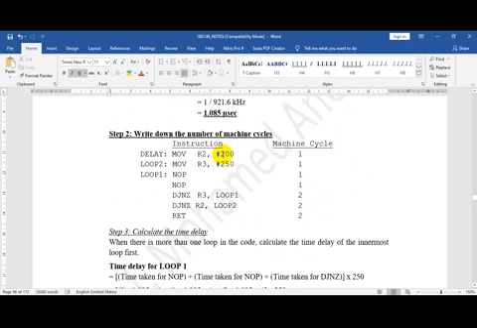MOV R2, #200 takes one machine cycle. Similarly, MOV R3, #250 also takes one machine cycle. NOP takes one machine cycle. DJNZ takes 2 and RET takes 2.